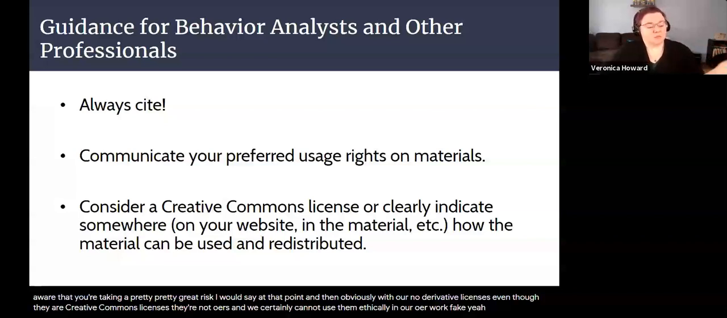And then finally, please do consider a Creative Commons license so that people understand how those materials can be redistributed. Because remember, since 1976, anything without licensing information is copywritten, right? It's protected under copyright law. So if you are taking a worksheet from a website and redistributing it, you could be violating the copyright holder's rights. So communicate clearly on your material, on your website, wherever, how you want your material to be used.